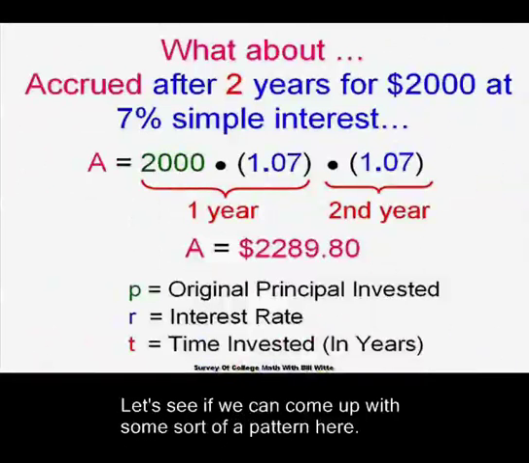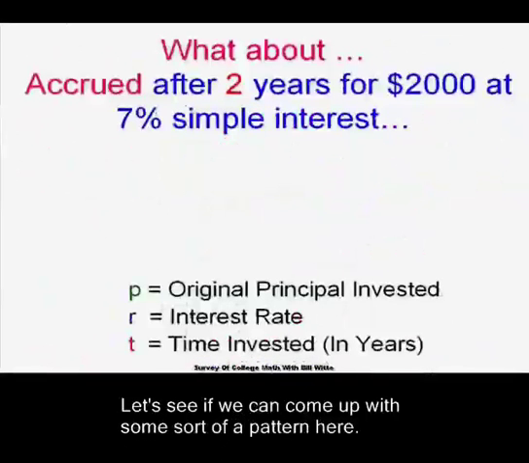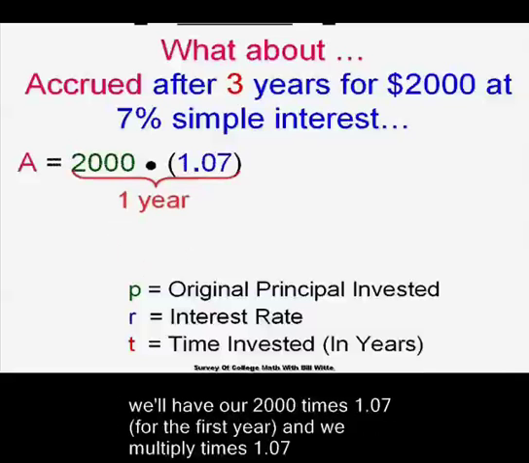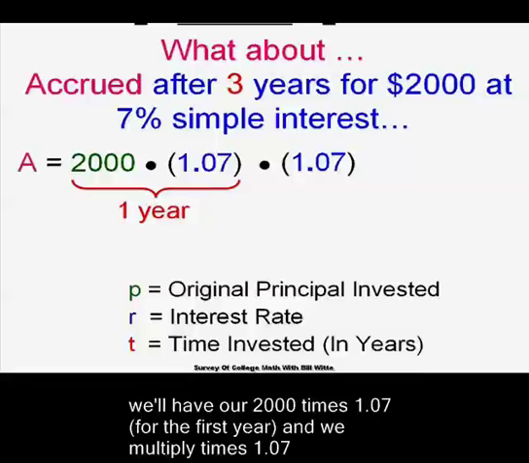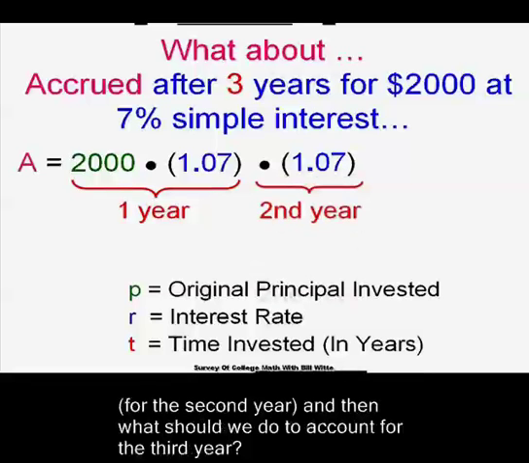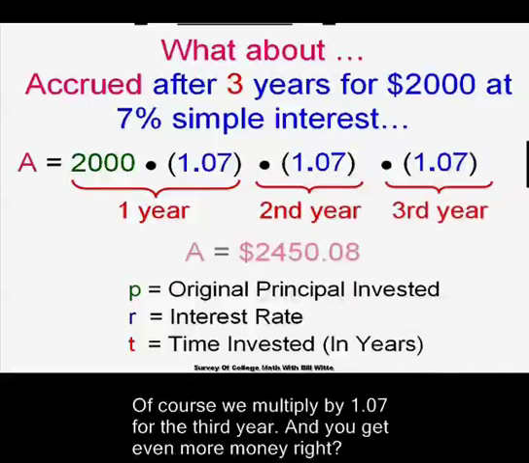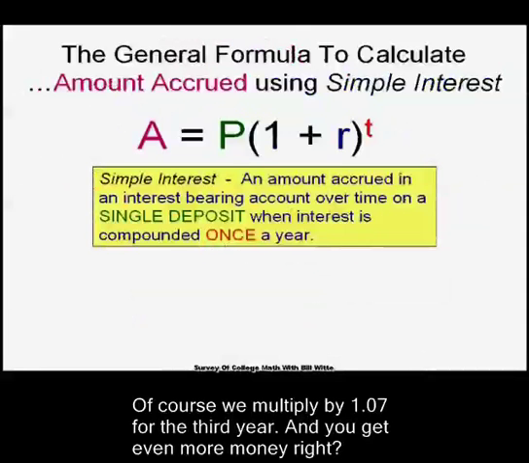Well, let's see if we can come up with some sort of a pattern here. Show me the money! What would be accrued after 3 years? Let's look at it. Well, we'll have our 2,000 times 1.07. Of course, that's the first year. And then we'd multiply times 1.07 for the second year. And then what are we going to do for the third year? Of course, we're going to multiply by 1.07 for the third year. Excellent. Get even more money, right?